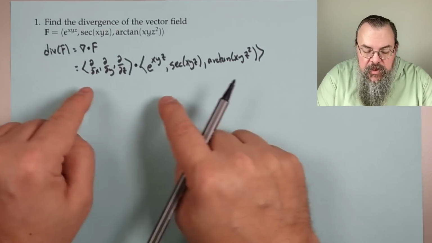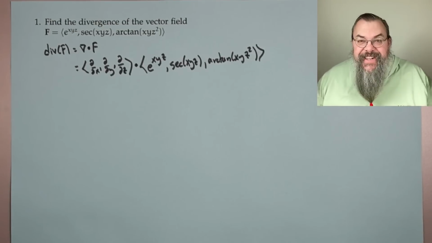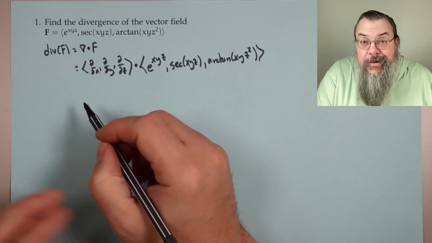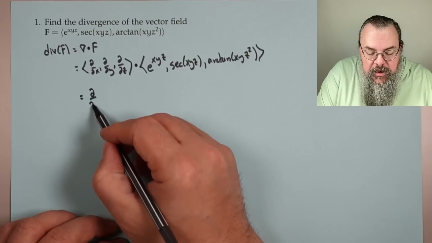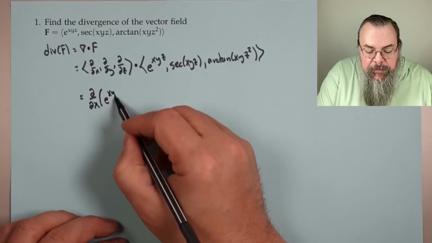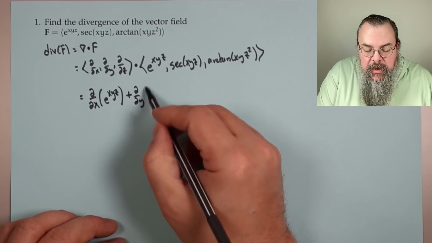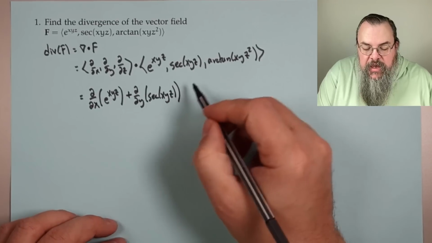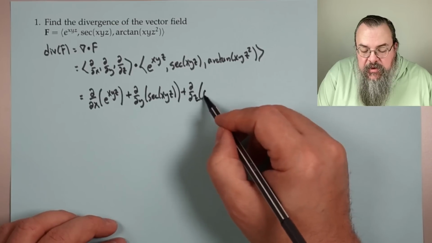Term by term. Now I'm doing this very slowly, because otherwise we'd be done in like 60 seconds. And isn't that a good thing? Well, it's good to do it the long way at least once. So it says take the derivative with respect to x of the first entry, add the derivative with respect to y of the second entry, and then add the derivative with respect to z of the last entry.